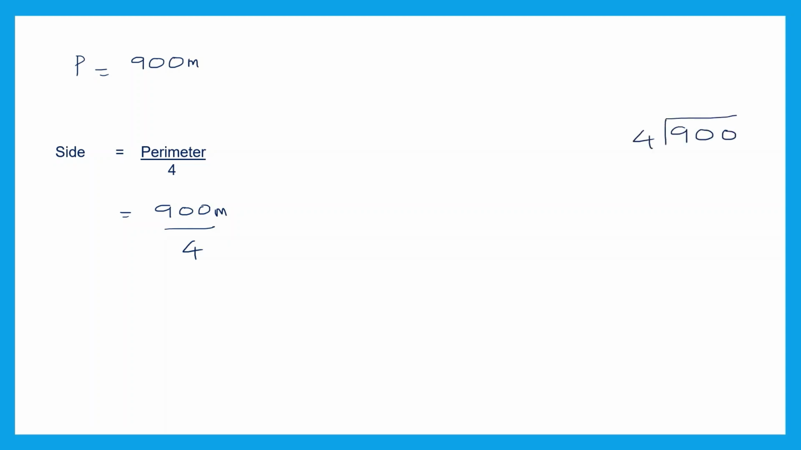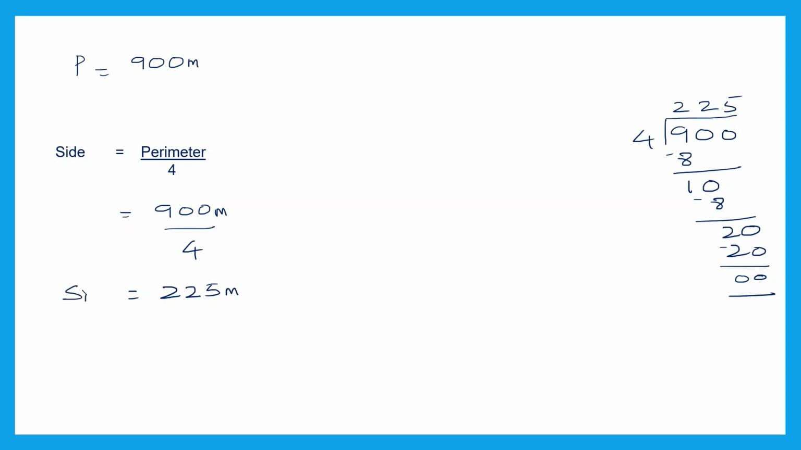So that is 4 2s are 8 minus 10. Again we write 4 2s are 8 minus, we've got 2 again, 10 minus 8 is 2, and then bring down 0, 4 5s are 20. So we've got 225. So the side of the square is 225 meters. So we have found both the answers. We've got perimeter as 900 meters and we found the side of the square to be 225 meters.